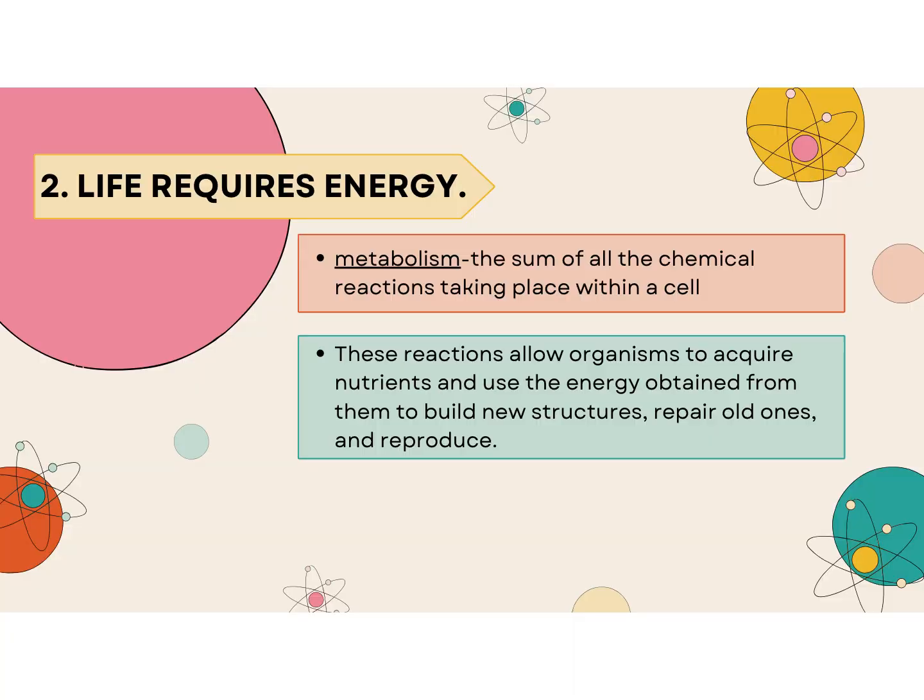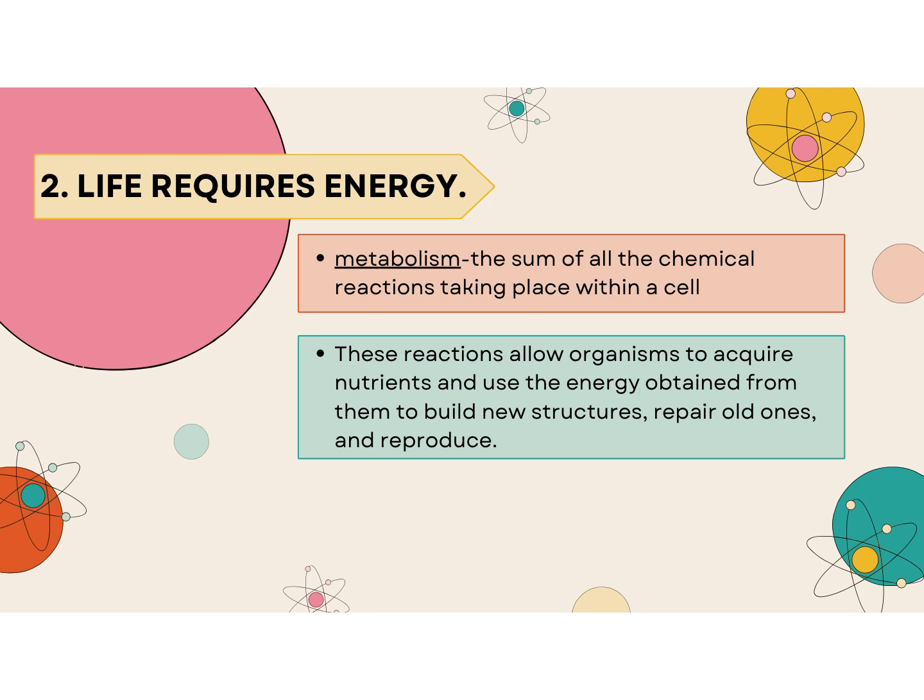Secondly, all living things require energy. So in your body, you have a lot of chemical reactions going on. Some of those reactions are going to break down substances like the foods that we eat, while others are going to build up substances. They would take the atoms from the foods that we eat and rearrange them to form the molecules that we need. The sum of all of these chemical reactions that take place in your cells is called metabolism.